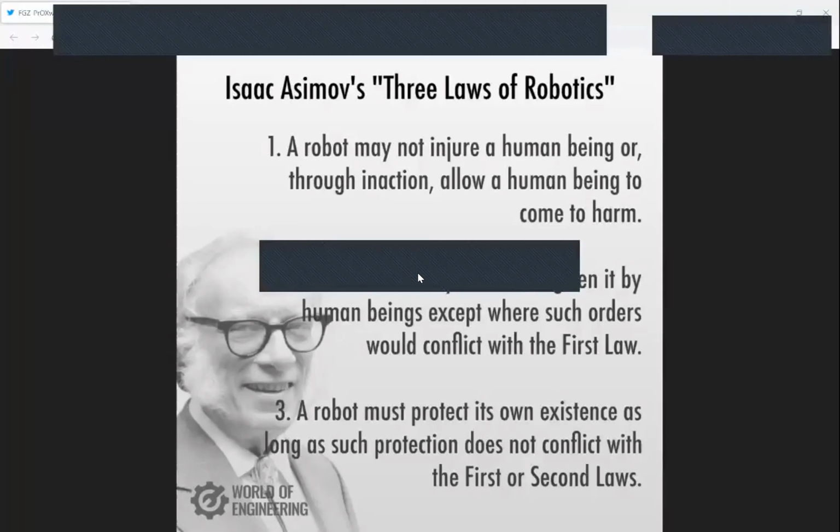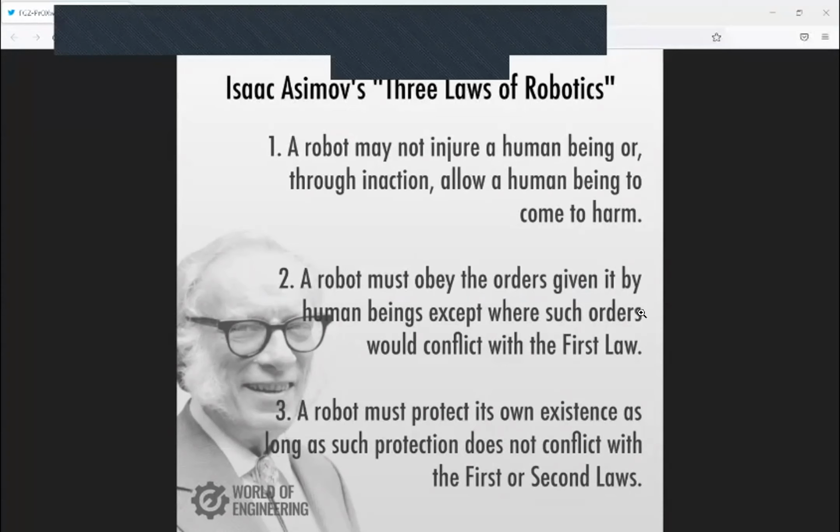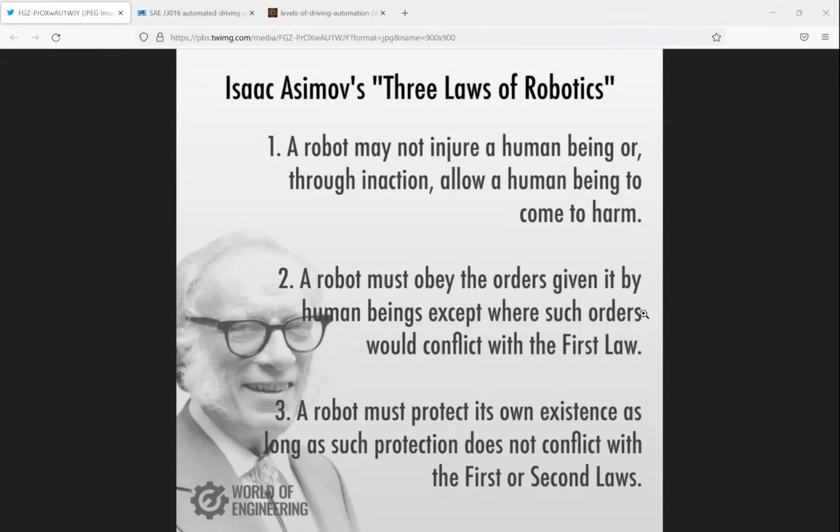Classically, Isaac Asimov already formulated three laws to enforce ethical behavior of robots, right? First law, a robot may not injure a human being or, through inaction, allow a human being to come to harm. Second, a robot must obey the orders given by humans except where such orders would conflict with the first law. And third, a robot must protect its own existence as long as such protection does not conflict with the first or second law.